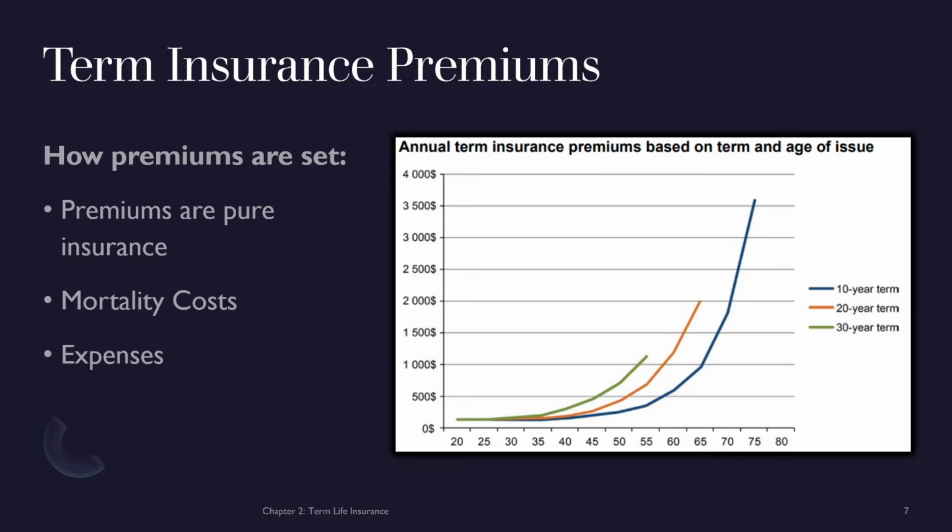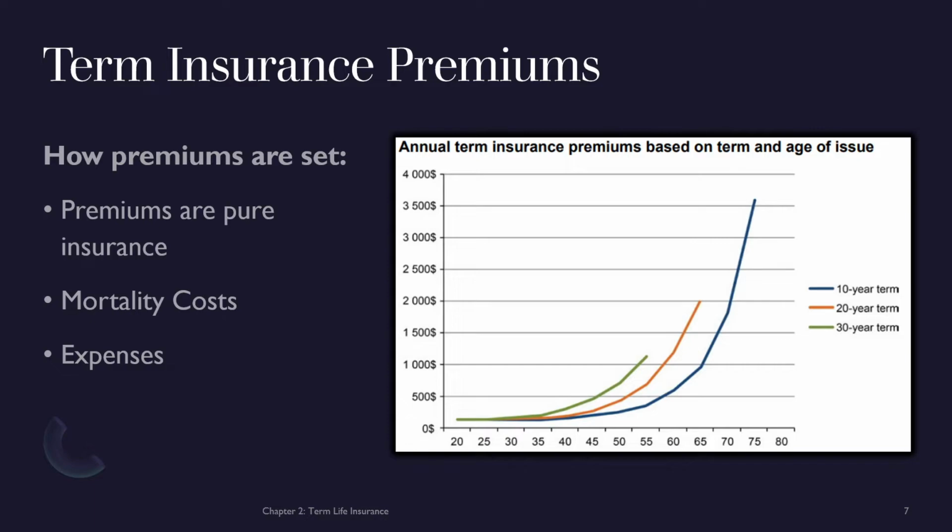Meaning that in the earlier years of life, the life insured's premiums will be much lower, but as they get older, their probability of death during each specific year gets higher, which raises that mortality cost.